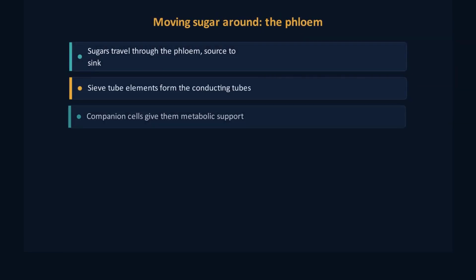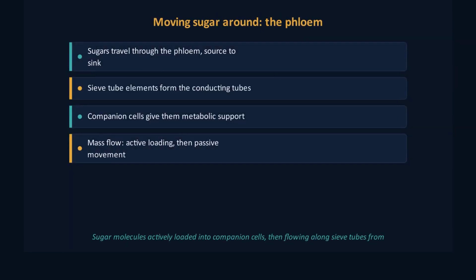Water goes up, sugar is a different story, and it travels in a different tissue, the phloem. The phloem is a complex system built from two kinds of cell working together, the sieve tube elements, which form the actual conducting pipes, and the companion cells, which provide metabolic support to keep those sieve tubes alive and functioning. Through this system, sugars are transported from a source to a sink, from where they are made to where they are needed. How does the sugar actually get moving?